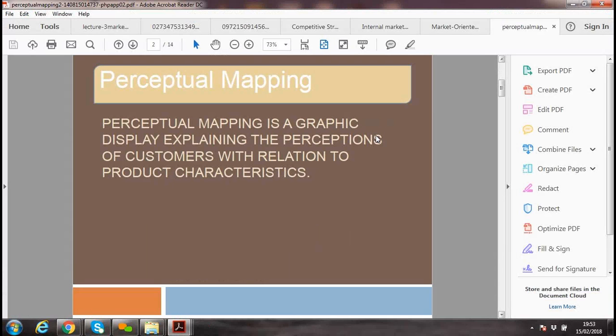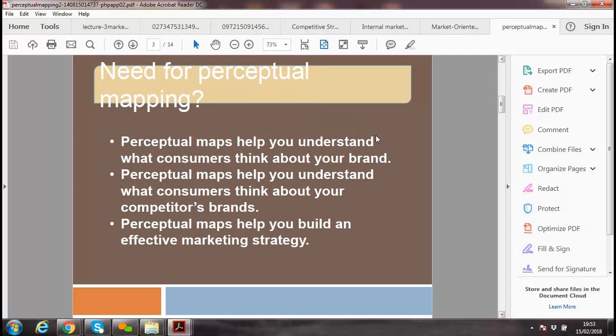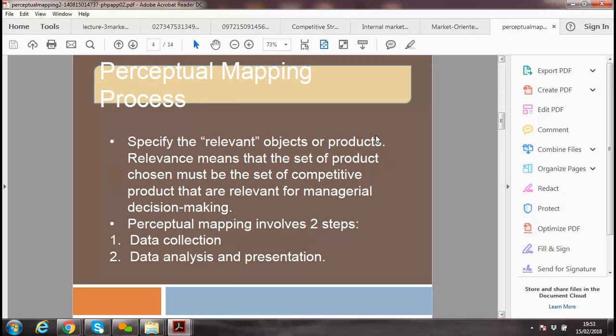Perceptual mapping is a graphic display explaining the perception of the customer in relation to the product and its characteristics. The perceptual map helps you understand what the consumer thinks about your brand. It also helps to show what the consumer thinks about the competitor's brand. A perceptual map helps to build an effective marketing strategy. So we can look at relevant objects. Relevancy means the set of products chosen must show the competitive advantage.